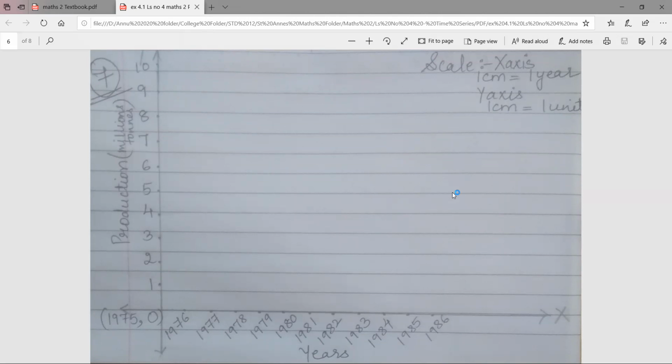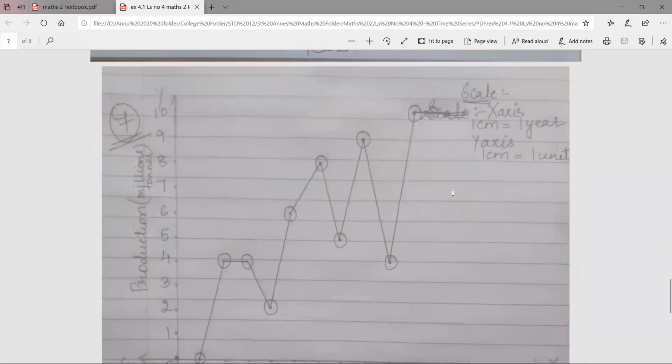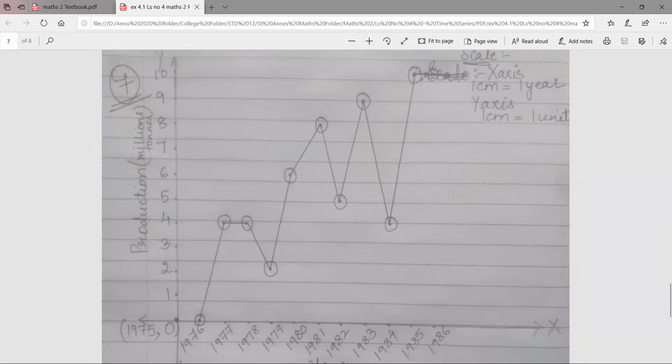On the top right side, you will put a scale. Write the scale: x-axis 1 centimeter is equal to 1 year. Y-axis 1 centimeter is equal to 1 unit. After plotting the points, name the axes. The x-axis is given as years and the y-axis as production in million tons. So your graph is ready. So now you can start plotting the points. So as you can see, I have plotted the points like this. And after plotting the points, with the help of freehand or scale, you can join the dots. So this is the way you can get a graph.